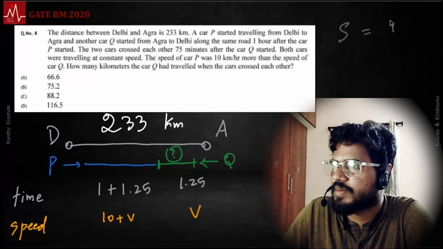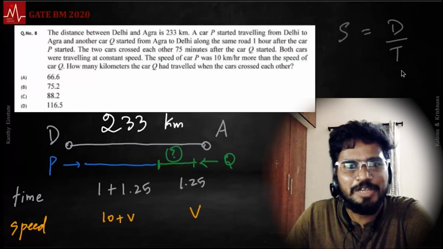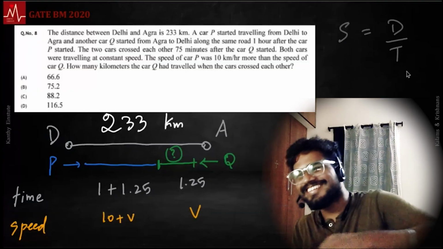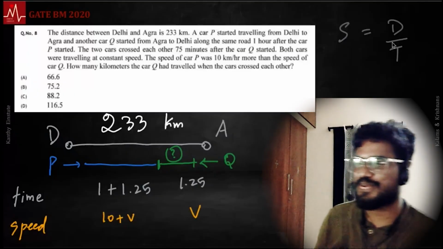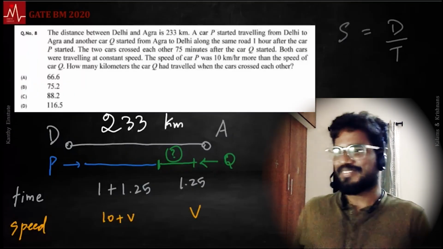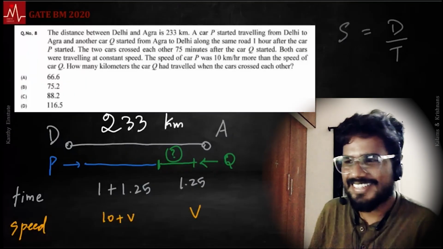Speed is distance by time. They will use a mnemonic: time is distance by speed, distance is speed times time. So speed is distance by time. There's one thing that suffices: given any two of these, you can find the other.